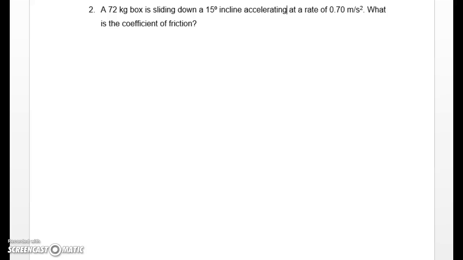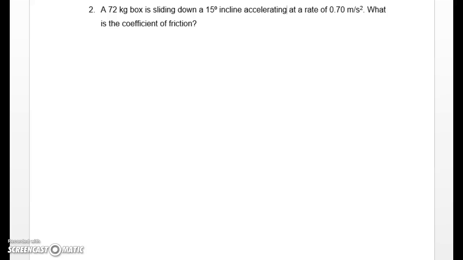So a 72 kilogram box is sliding down a 15 degree incline, accelerating at a rate of 0.70 meters per second squared. So we want to know, what is the coefficient of friction?